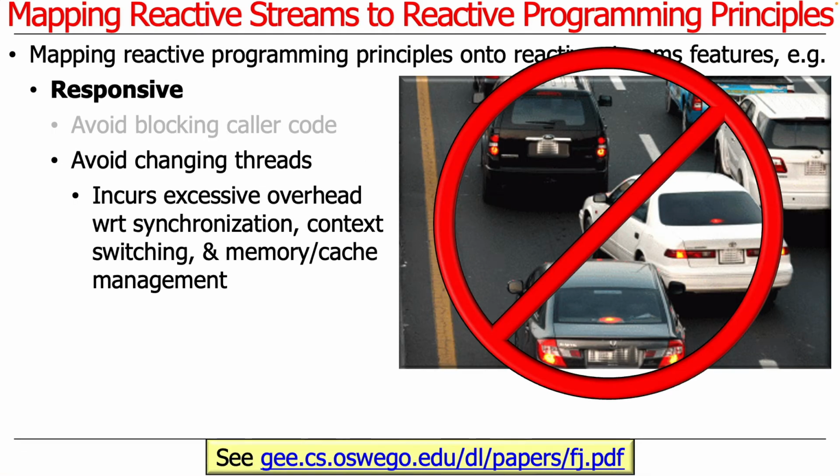Another way to make your programs more responsive is to avoid changing threads. So sometimes we want to avoid blocking caller code, but other times we want to avoid changing threads, because if you change threads too much, you can actually end up incurring excessive overhead with respect to synchronization, context switching, memory management, cache management, and so on and so forth. And therefore, we'd like to find a way to give programmers tremendous control over when you change between threads and when you don't.